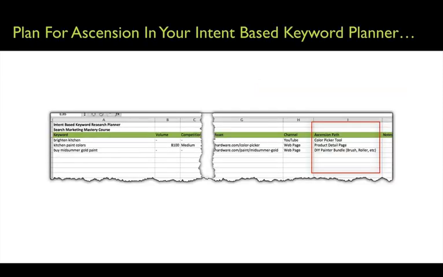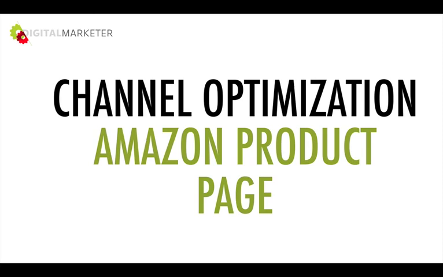So you want to make sure you're planning for ascension in your intent-based keyword planner, no matter what the resource is that you're building, the asset you're building. Plan for ascension. Use that column in the intent-based keyword research planner, and you'll find that you'll not just be getting traffic and rankings on things, but you'll also be getting conversions.